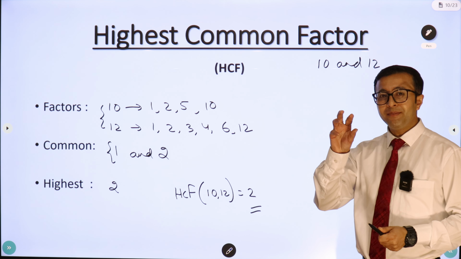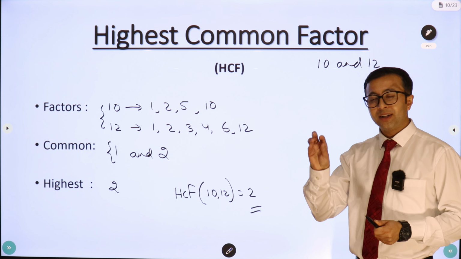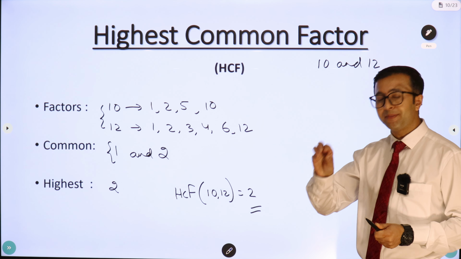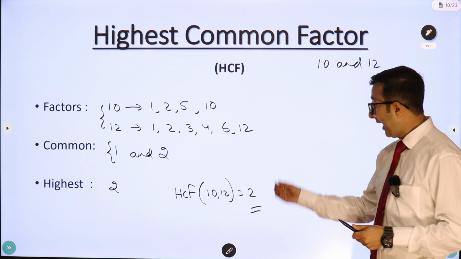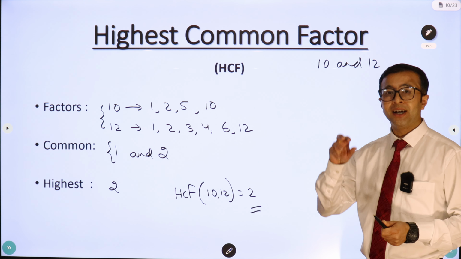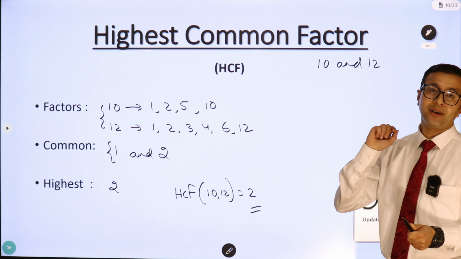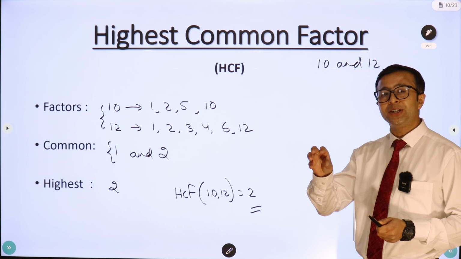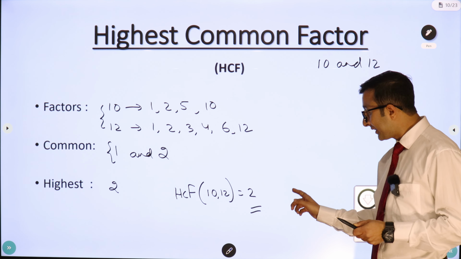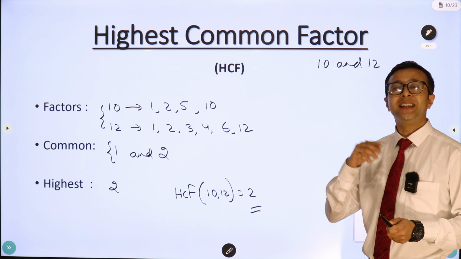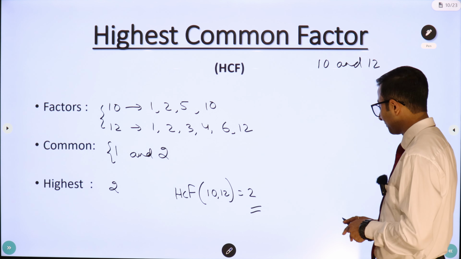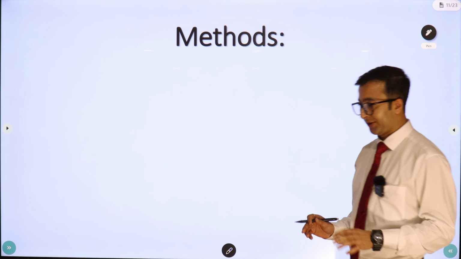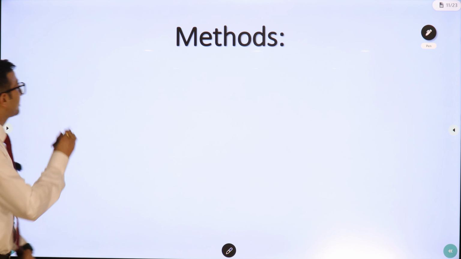So LCM is the smallest number that can be divided by the given numbers, and HCF is the greatest number that divides the given numbers. I repeat, LCM is the smallest number that is divisible by the given numbers, and HCF is the biggest number that divides the given numbers. Now here also we will see the methods. So similarly, the first method is prime factorization.